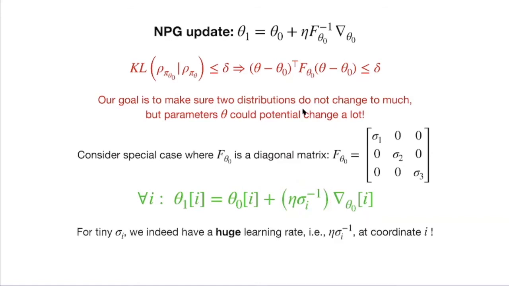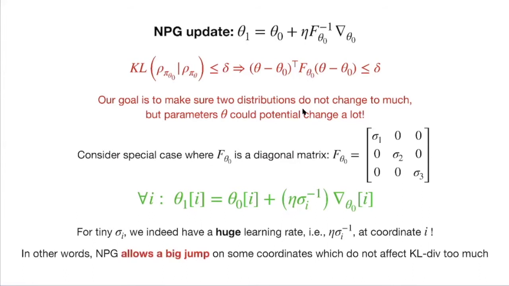And one special case is that if there's one coordinate, sigma i, that is tiny, then we indeed will have a huge learning rate, because eta times sigma i inverse is going to be big. So this means that at this particular coordinate, we can allow this gradient update procedure to have a huge jump in that coordinate, as long as the change in that coordinate does not really affect the KL divergence between the two resulting distributions. So that is fine. We can make a huge jump. We don't have to be conservative in these redundant coordinates maybe.